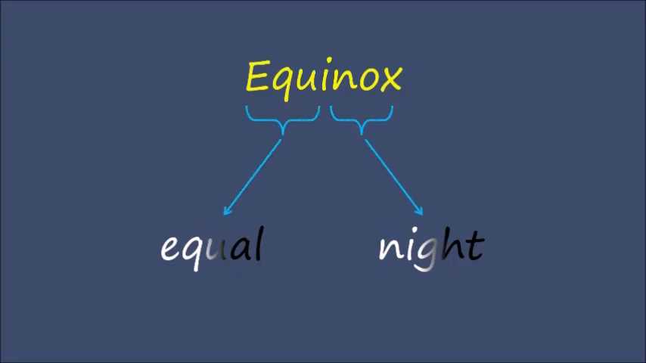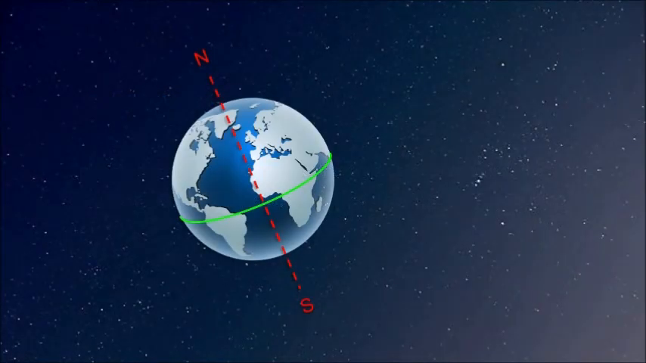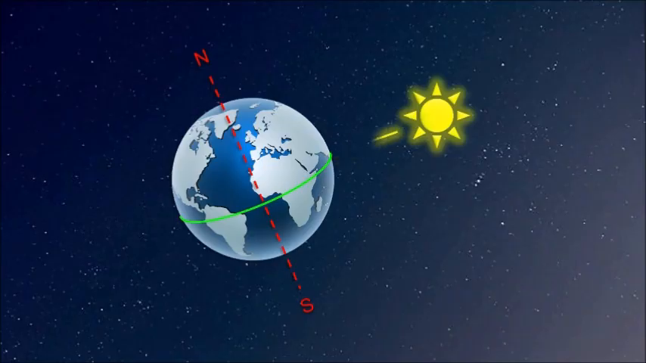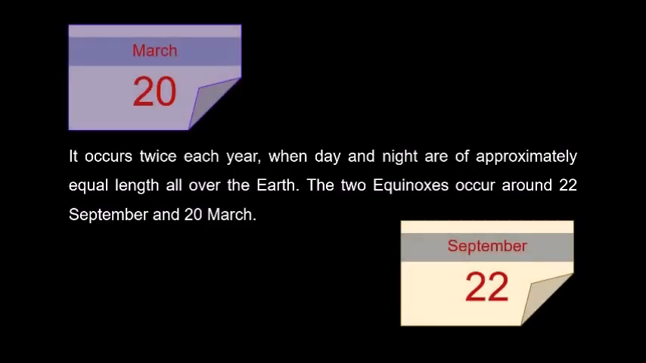Equinox conventionally indicates the time or date at which the Sun crosses the celestial equator and shines directly above the equator. It occurs twice each year, when day and night are of approximately equal length all over the Earth. The two equinoxes occur around the 22nd of September and the 20th of March.